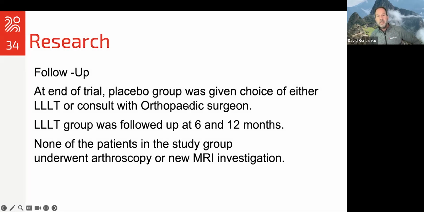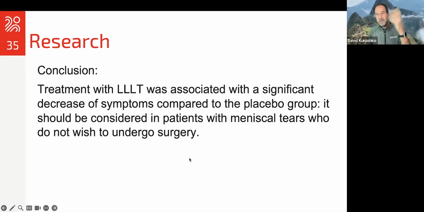So at the end of the trial, the placebo group was given a choice of either continuing laser therapy or consulting with an orthopedic surgeon. And then they did follow-up 6 and 12 months later. What they noted was that none of the patients in the study group receiving laser therapy underwent surgery, arthroscopy, or had a new MRI. So it helped. They concluded that treatment with laser therapy was associated with a significant decrease of symptoms compared to the placebo group. It should be considered with patients with meniscal tears who do not wish to undergo surgery. Well, I think that's probably everyone, right?